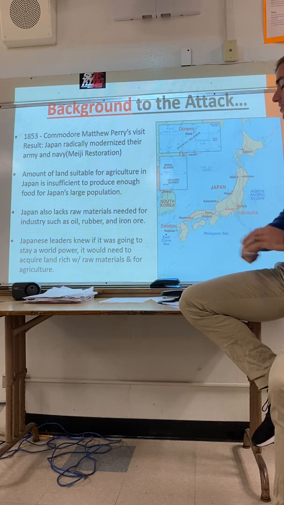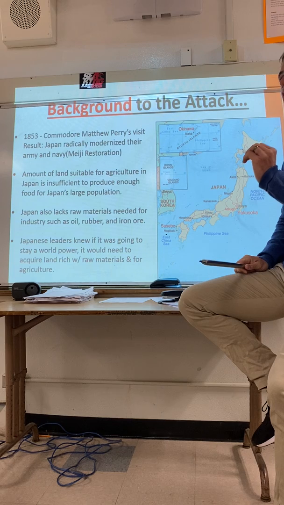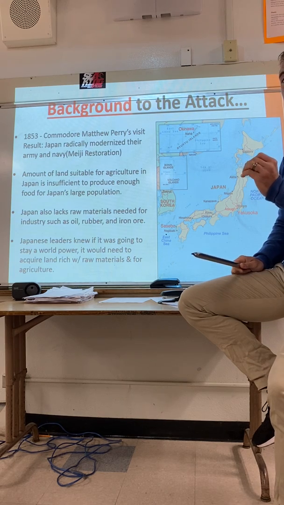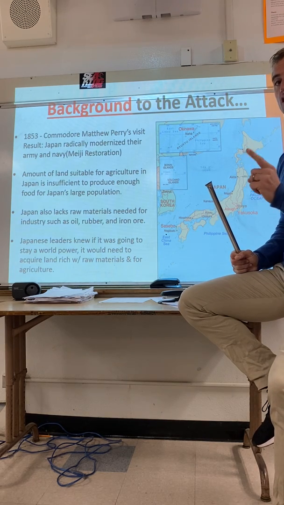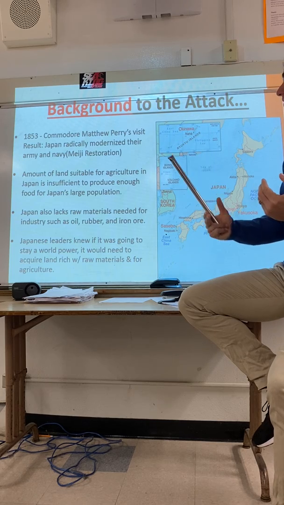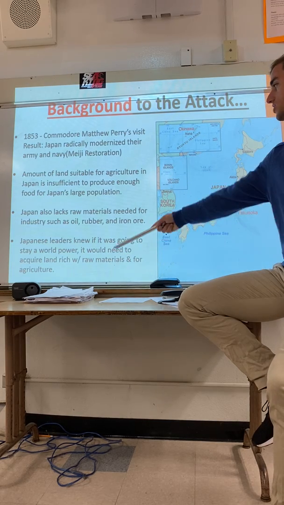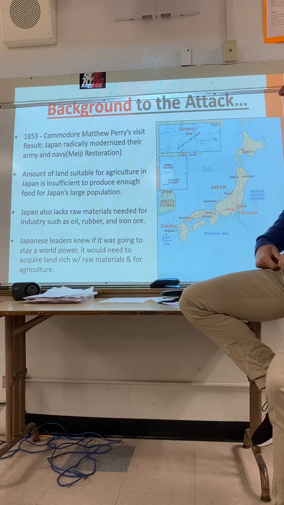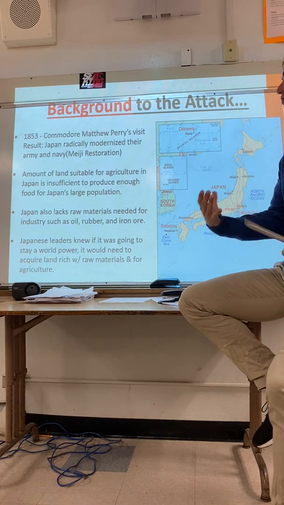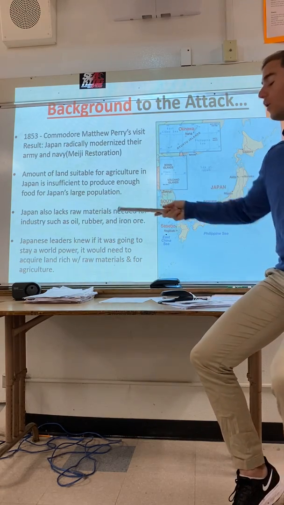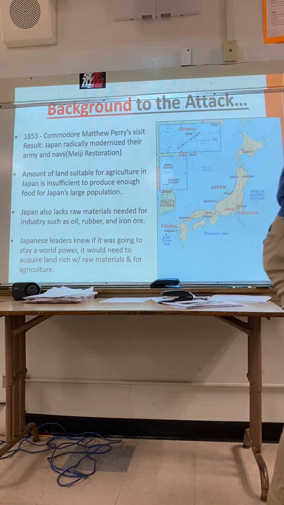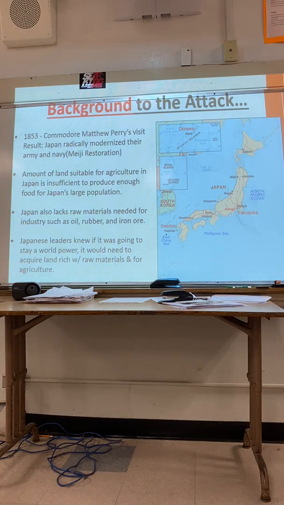So these things that Japan lacks are very important for Japan to acquire if they are going to remain a strong military power. And Japan knows this. Japan leaders know if it's going to stay a world power, it needs to get land that is rich in iron, in oil, and in rubber. And so Japan is going to look to start to take over some land.